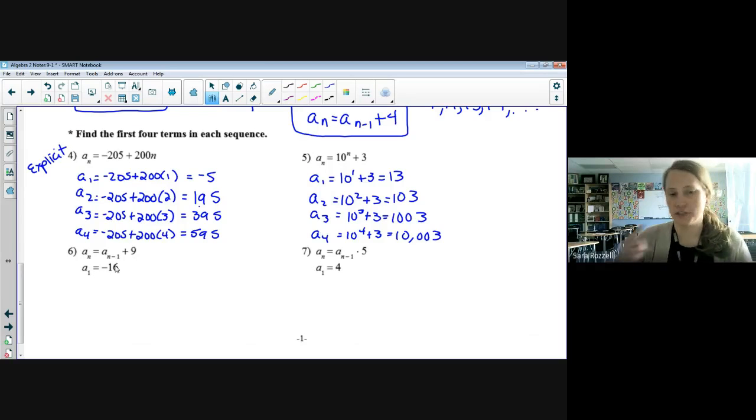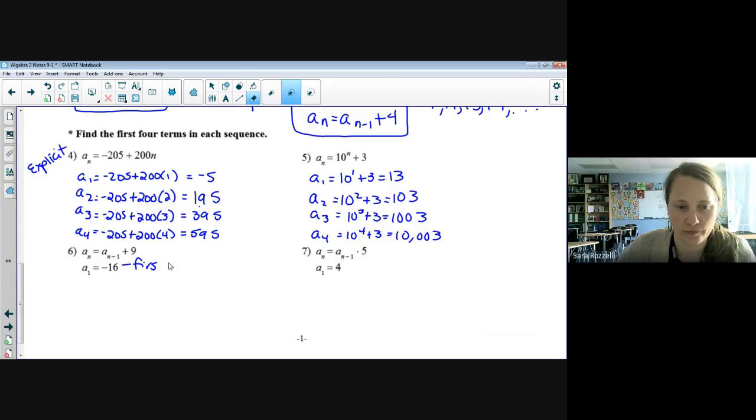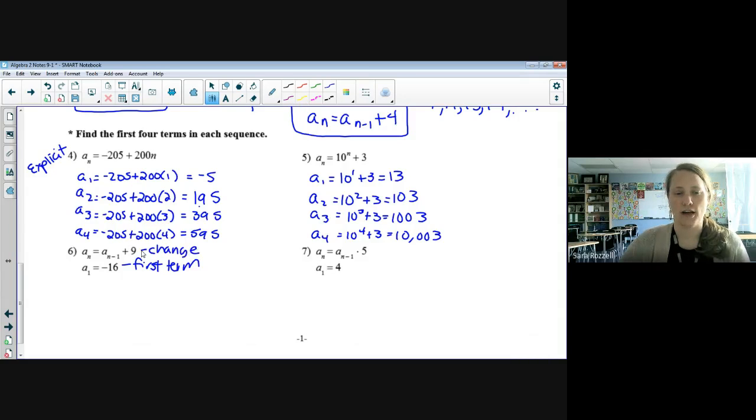So we know that's our first term. How are we going to get to our second term? What's going to happen in between all of our numbers? To get the rest of our numbers, we do the one that came before plus 9. Okay, so negative 16 is our first term. Then to get to our other terms, you're going to add 9 each time. So negative 16, that's the first term. And our change, this is our change. We're going to add 9 each time.